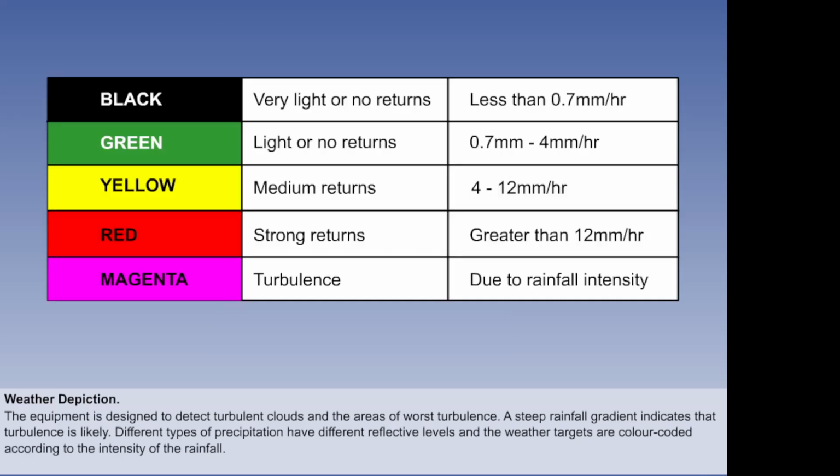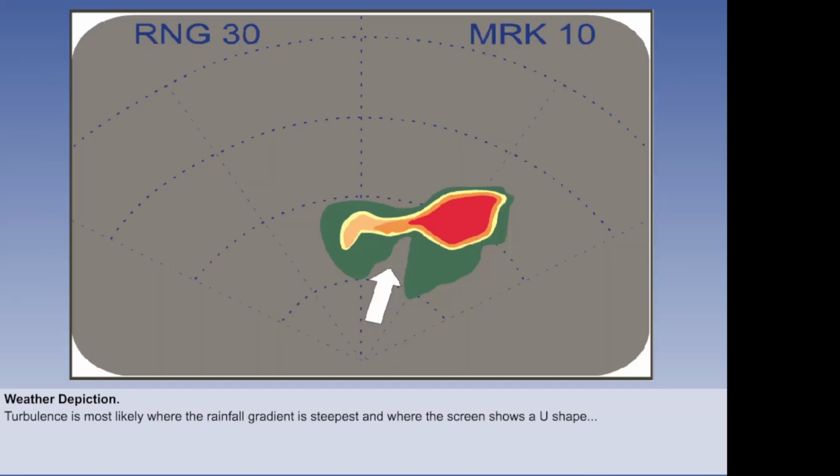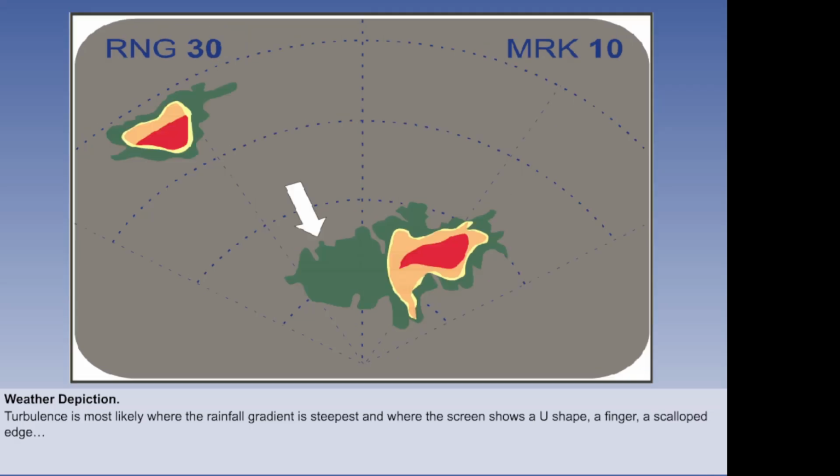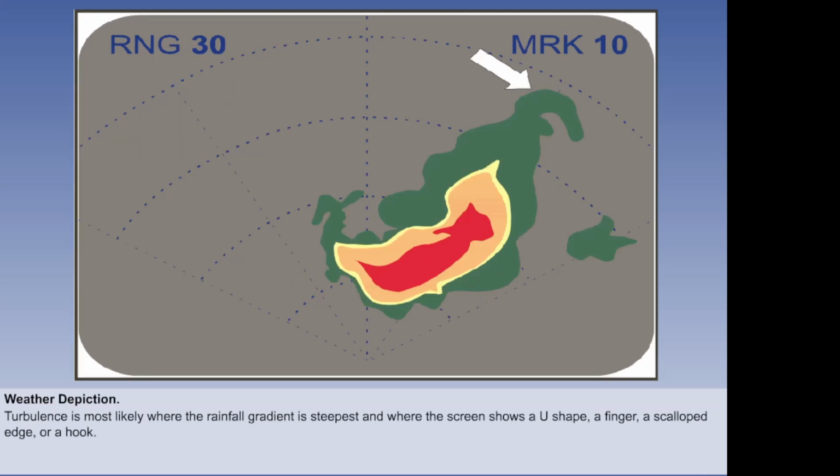In color weather radar systems, the weather targets are color-coded according to the intensity of the rainfall. We have seen that the areas of greatest potential turbulence occur where the colors are closest together and also where certain shapes are depicted, indicating hail activity. These shapes are the letter U, a finger, a scalloped edge, or a hook.